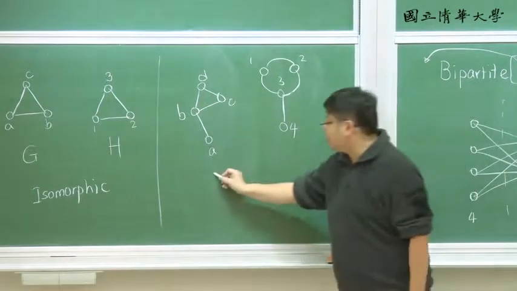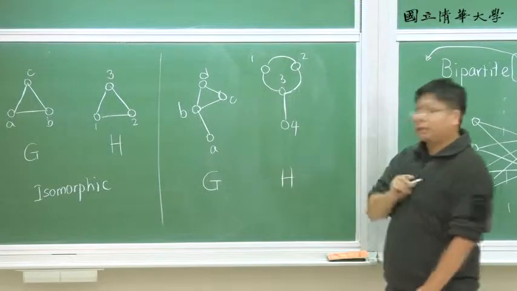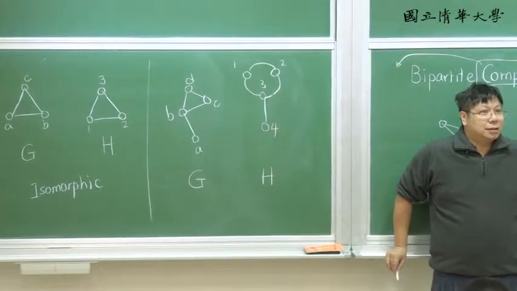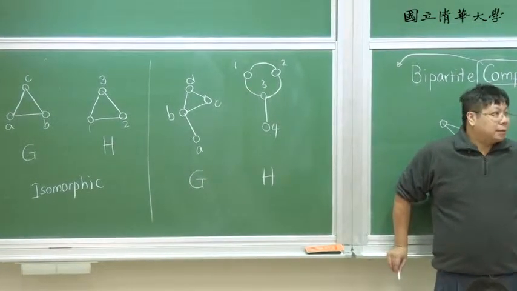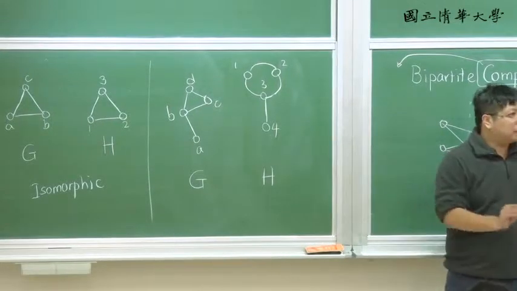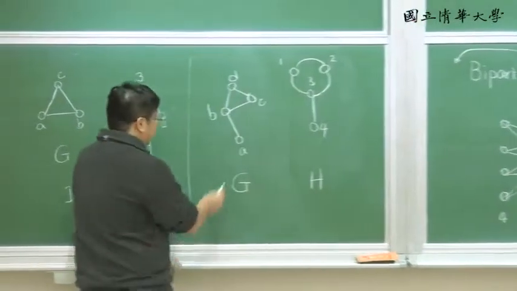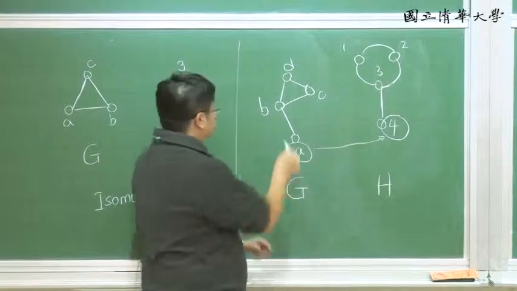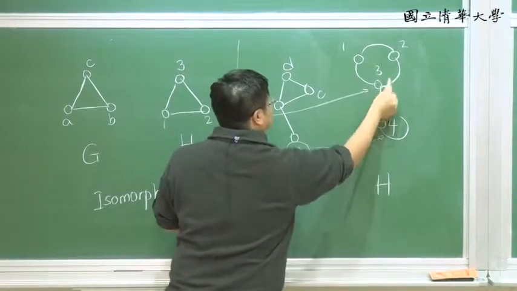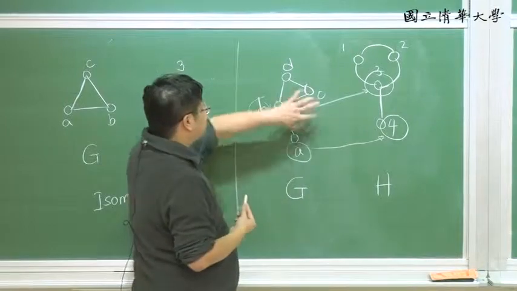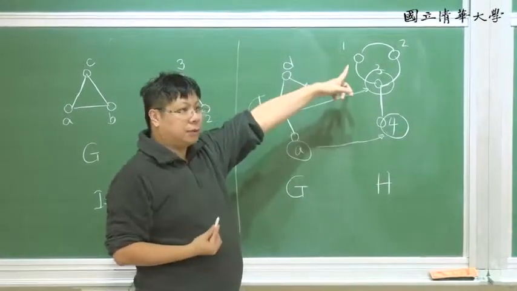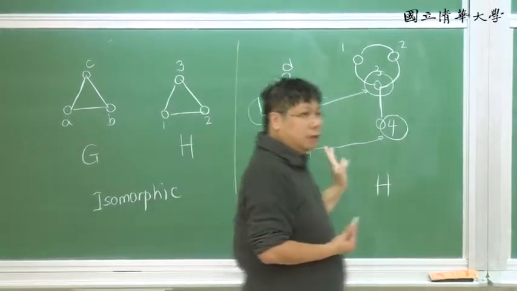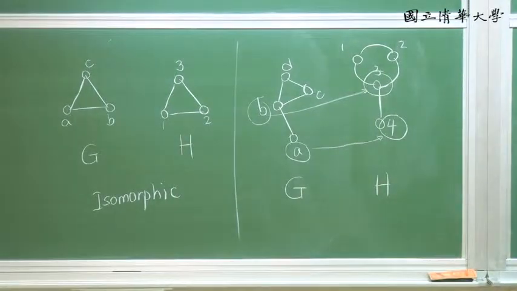So I have two graphs. This is G and this is H. And then we can still ask the same question: are they isomorphic? Yes, they are isomorphic. But this time, this is not just any random mapping. In this case, we have to map A to 4 and B to 3. But for C and D, you can change it. C can be mapped to 1, D can be mapped to 2, or C can be mapped to 2, D can be mapped to 1. They're both fine.